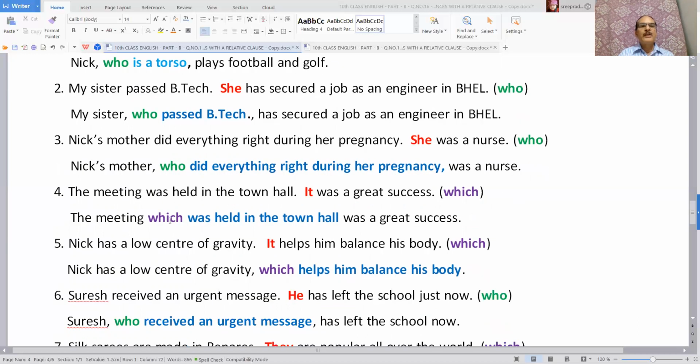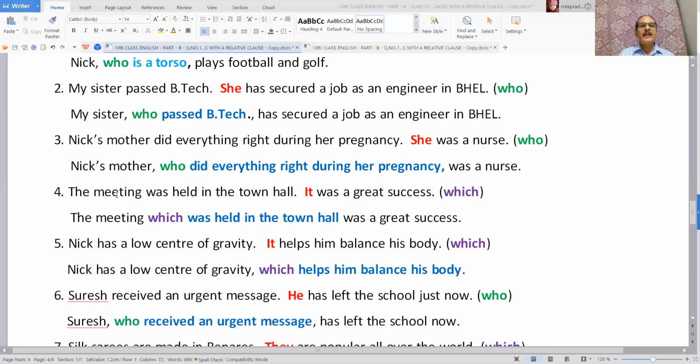The meeting was held in the town hall. It was a great success. Here also, the meeting in the first sentence and it in the second sentence. It in the second sentence refers to the meeting in the first sentence. So both the subjects are the same. Moreover, the meeting was a great success.